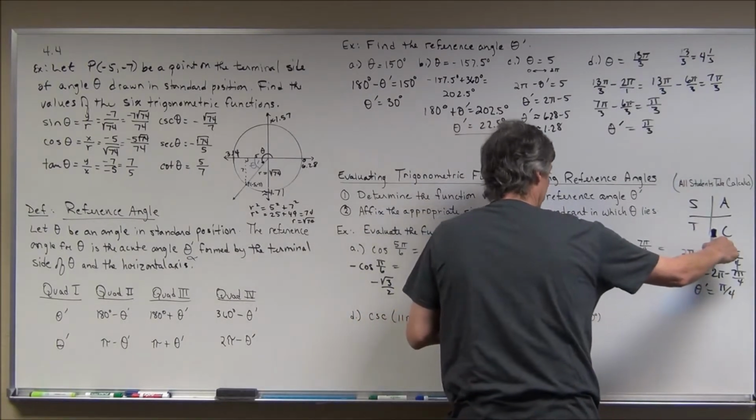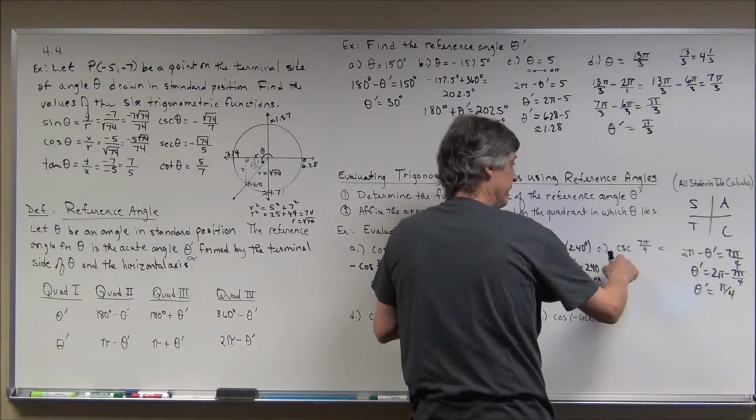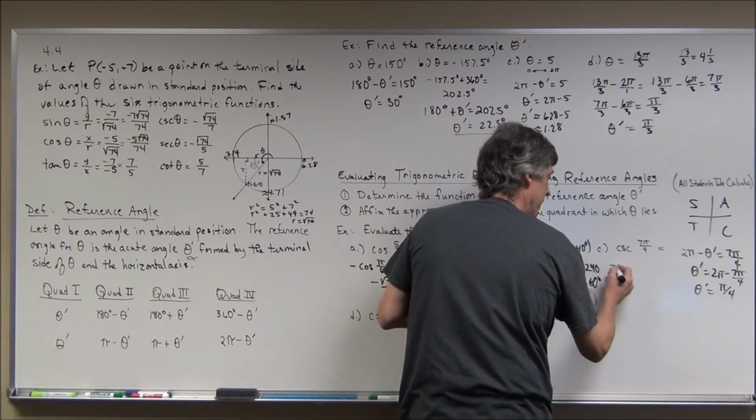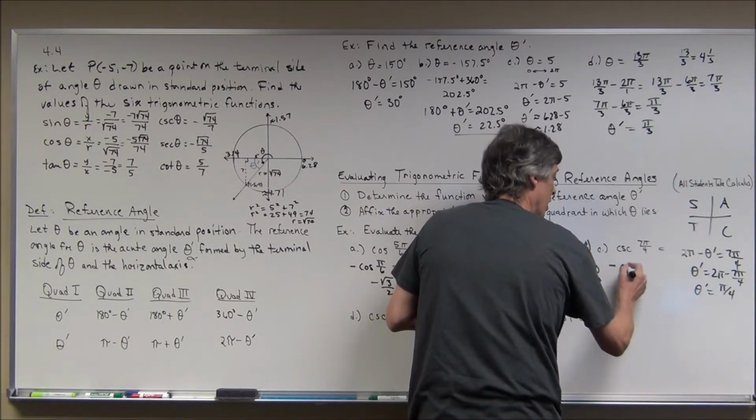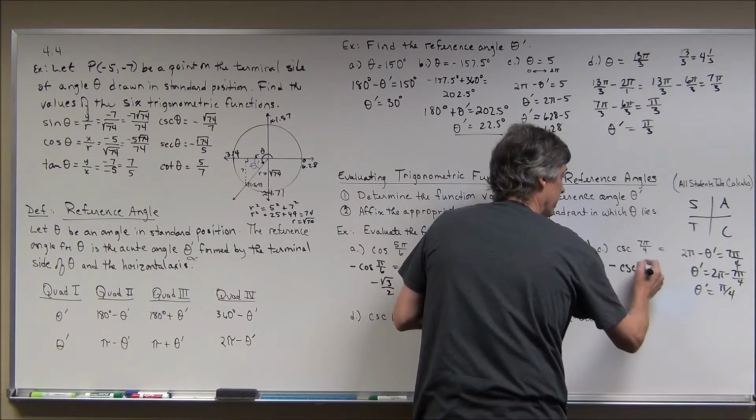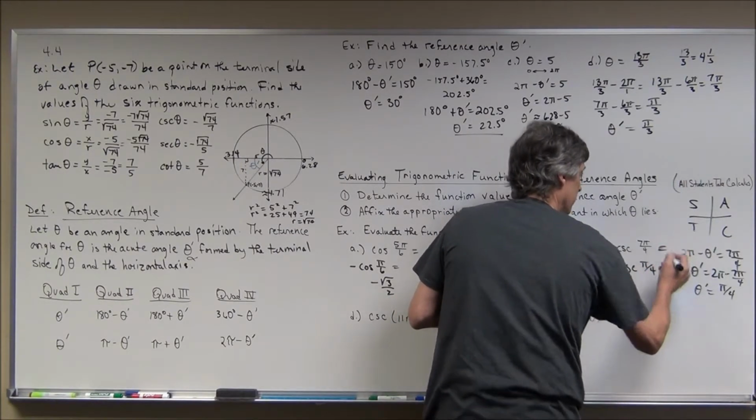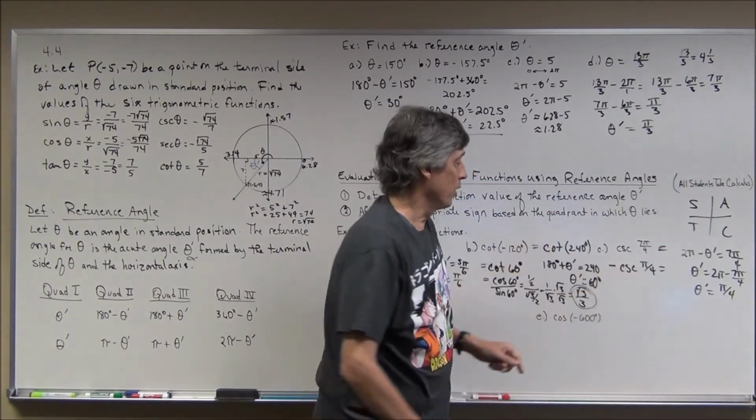This C isn't for this one. This is cosine. Cosecant is negative in the fourth quadrant. So I am telling you that this is negative cosecant of my reference angle, pi over 4. Now, what's the cosecant of pi over 4?